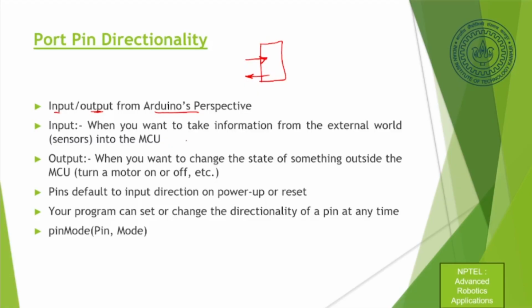Input is when you want to take information from the external world, for example, sensors, into the machine control unit. Output is when you want to change the state of something outside, for example, turn on a motor or provide some voltage.